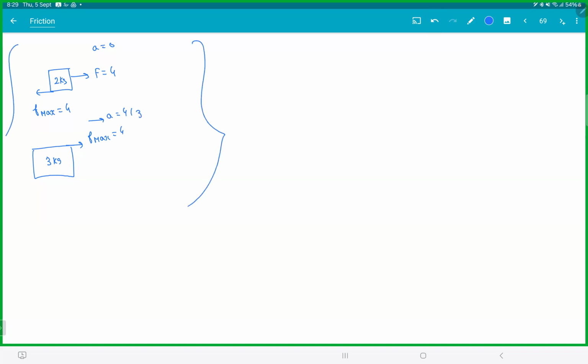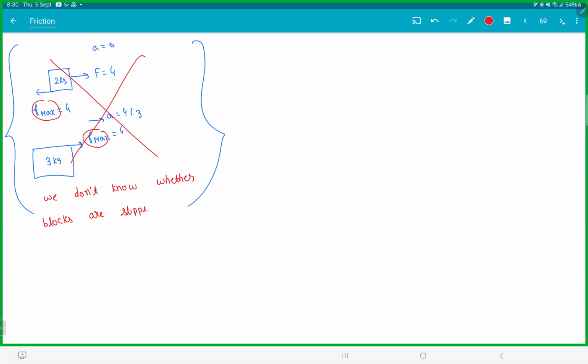So the catch here is, this is wrong, first of all. Getting it? The problem is this. How do we know it is slipping? We have no idea whether the blocks are going together or slipping. So until you prove that, you don't have any right to take F as maximum. Therefore, we can't take max.